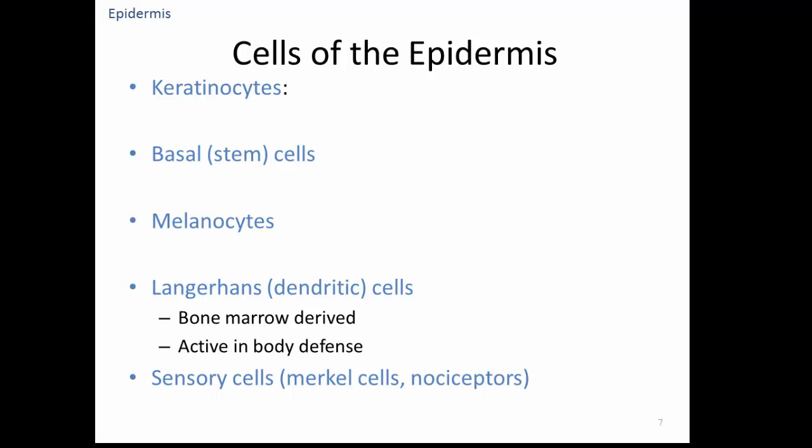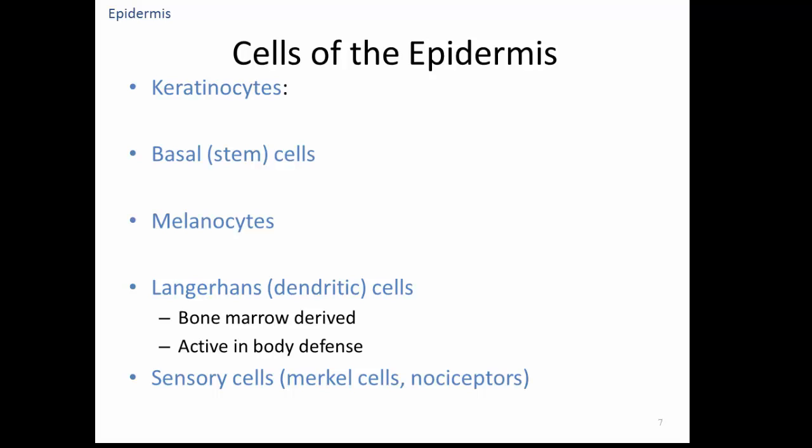Melanocytes are also present in the epidermis. Melanocytes are named for the fact that they produce a pigment known as melanin, and melanin helps to protect us from UV radiation. Also in the epidermis, we have cells called Langerhans cells. These are also known as dendritic cells. And these are a type of defensive cell, so they can detect pathogens, and they're very active in body defense.